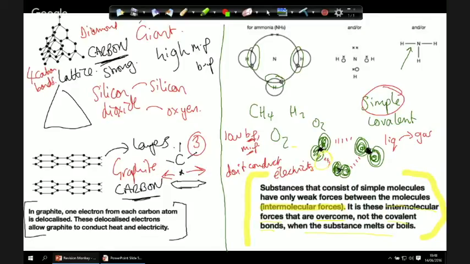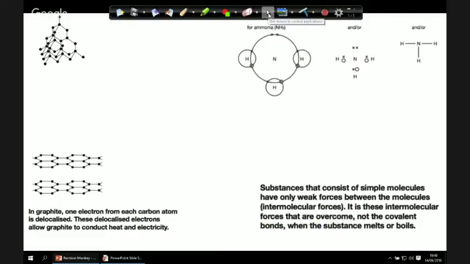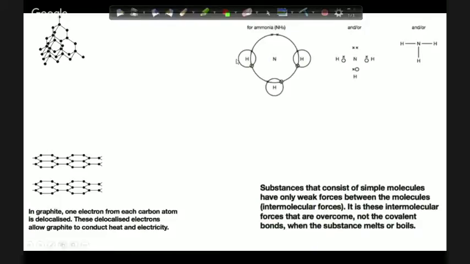So giant covalent structures here, you need to remember the names diamond, silicon dioxide, and graphite. These two look very similar in structure, but diamond and graphite are made out of carbon, and you need to remember that graphite has this spare electron so it can conduct electricity. Okay, so lots of stuff on bonding there. If you need any more help on that, feel free to watch my other YouTube videos for more help.